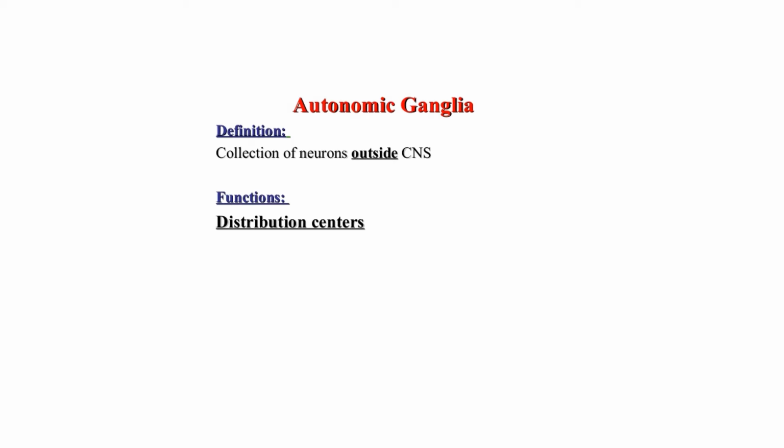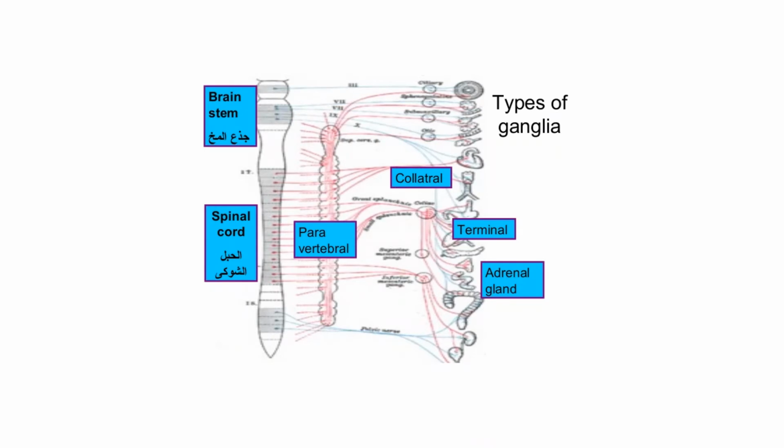Autonomic ganglion. The definition of autonomic ganglion: collection of neurons outside the central nervous system. And the functions are, they will be going to the distribution centers, innervating depending upon the different effector organs. There will be brain stem and spinal cord. Types of ganglion we have: paravertebral, collateral, terminal, adrenal gland. Different ganglions are there.